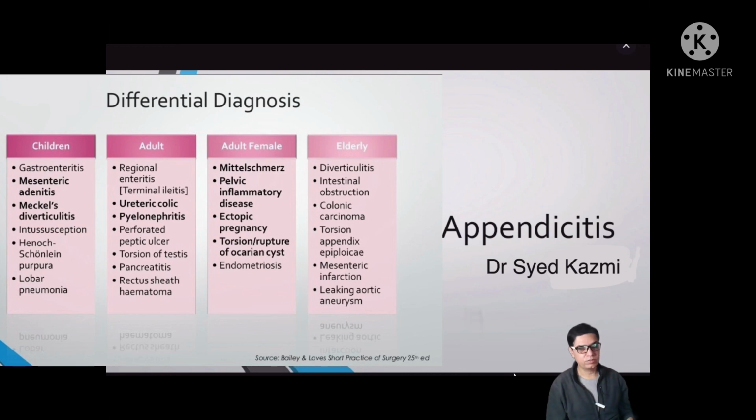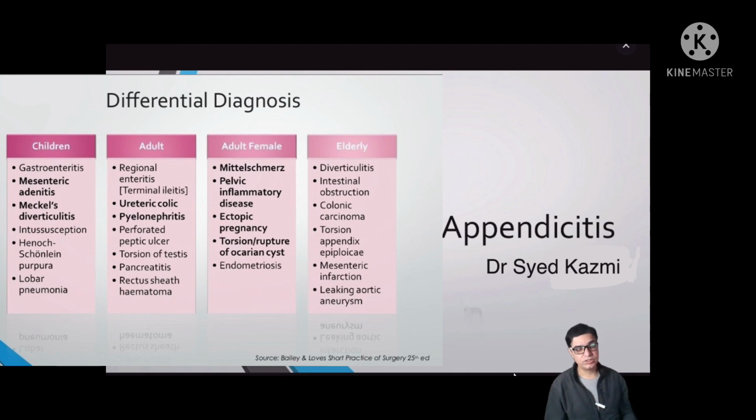Then there is Meckel's diverticulitis. In 2% of the population, kids might have a small outpouching at the terminal part of the small intestine, which we call Meckel's diverticulum. In most cases, it might present with painless massive bleeding, but sometimes it can get inflamed as well. And when it gets inflamed, because of its close proximity to the region, it can present like acute appendicitis. We call it Meckel's diverticulitis.